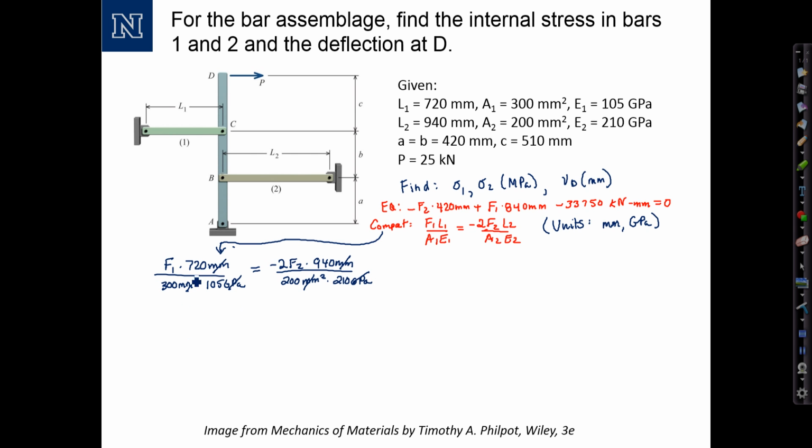So these numbers, 720 divided by 300 over 105, you plug those into your calculator, 0.0229 times F1 equals something like negative 0.0448 F2, carrying about 3 significant digits. This further reduces to F1 equals negative 1.95 F2. Okay, now we're going to take that and substitute it into the equilibrium equation to solve for F1 and F2.